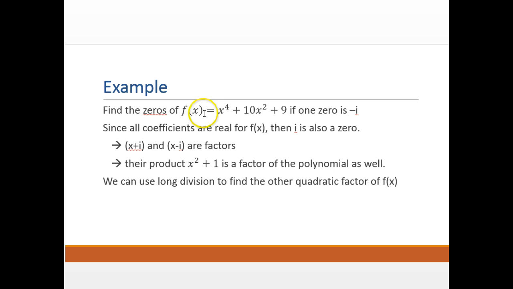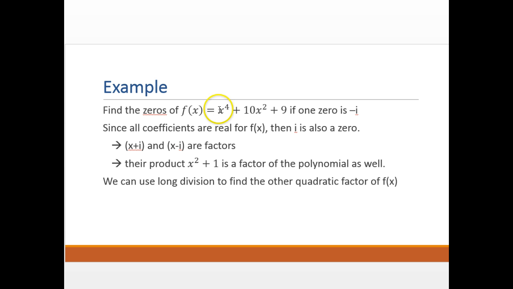Find the zeros of f of x equals x to the 4th plus 10x squared plus 9 if one zero is negative i. Notice I have 1, 10, and 9 as coefficients, so they're all real. So if negative i is a zero, that means i is also a zero. And if negative i is a zero, that means x plus i is a factor. And if i is a zero, that means x minus i is a factor. And when I multiply the two, x plus i times x minus i, you get x squared plus 1, which is also a factor of the polynomial.